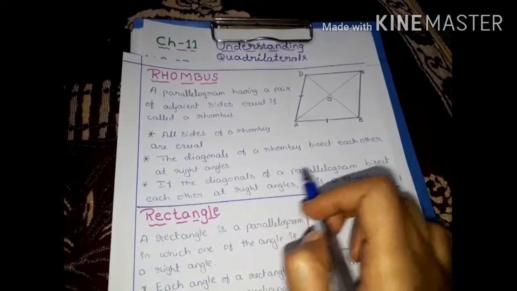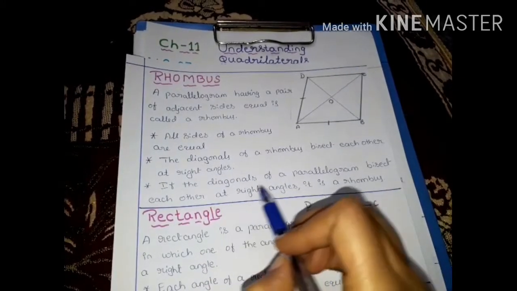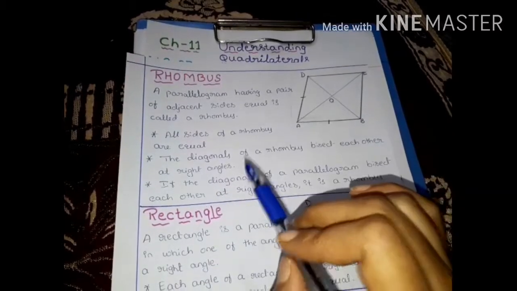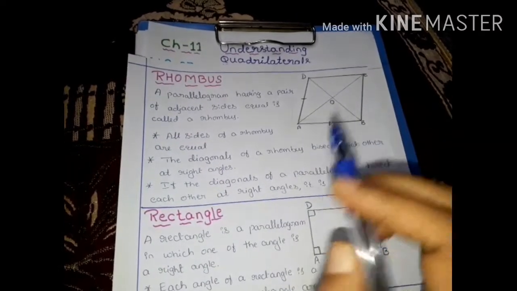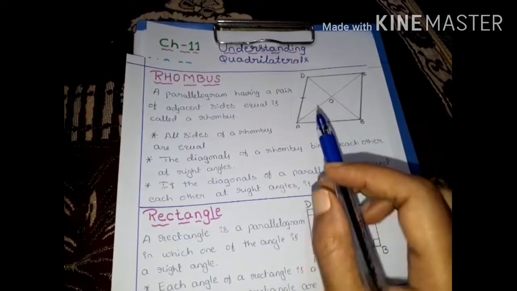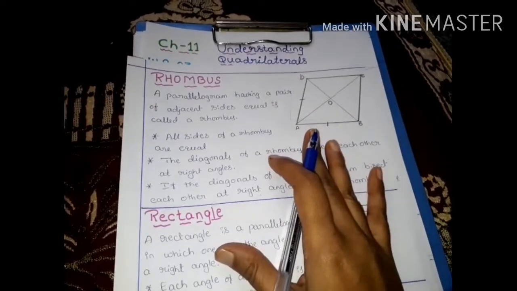If the diagonals of a parallelogram bisect each other at right angles, it is a rhombus. In a parallelogram, if the diagonals bisect each other at right angles, then we can say the given parallelogram is also a rhombus. These are the properties of a rhombus.